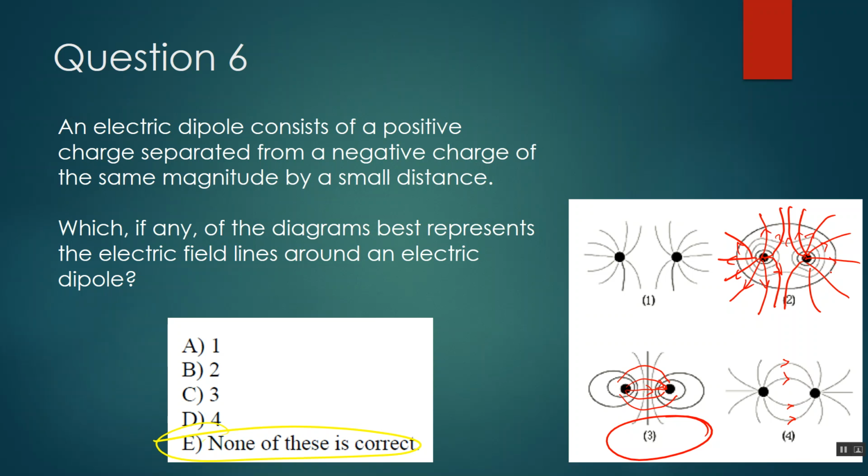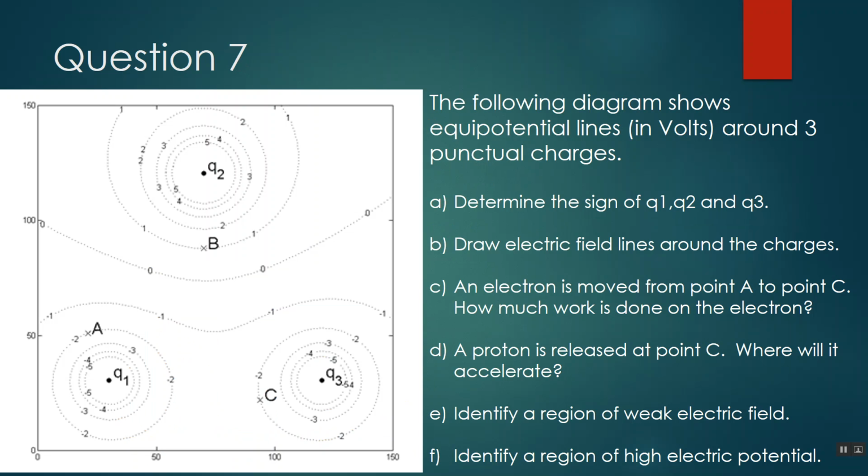Let's do question 7 together. Here are some charges. Determine which ones are positive and which ones are negative. So how do we do that? Equipotential lines, are they going to be positive near the positive charge? Yes. So there's a positive 5 and it's decreasing as it's going away. So this one must be positive. This one's decreasing as you get closer to it, and this one's decreasing as you get closer to it. So therefore, those two are negative.